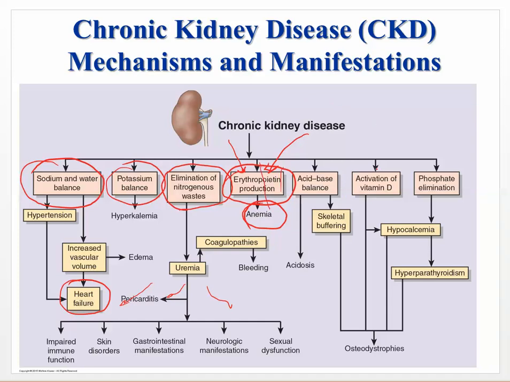Acid-base balance, that's also handled by the kidney. Vitamin D activation, vitamin D is activated by the kidney, so that won't happen, which can lead to hypocalcemia. Phosphate elimination, which is also involved in bone, and so we end up with osteodystrophy. So we end up with bone problems resulting from chronic kidney failure.